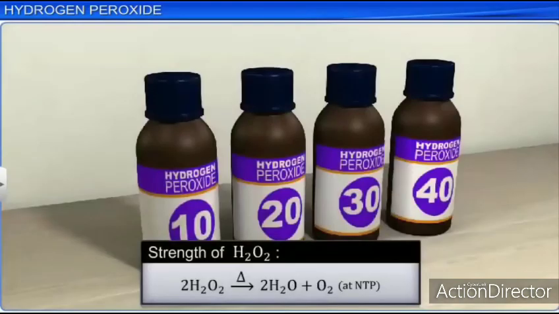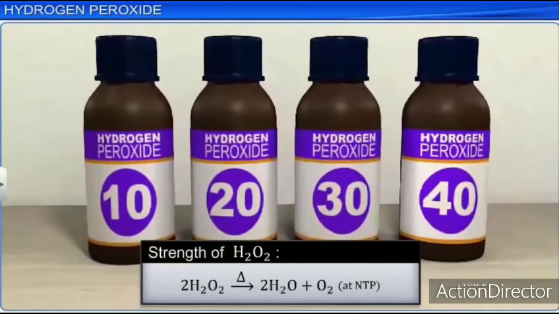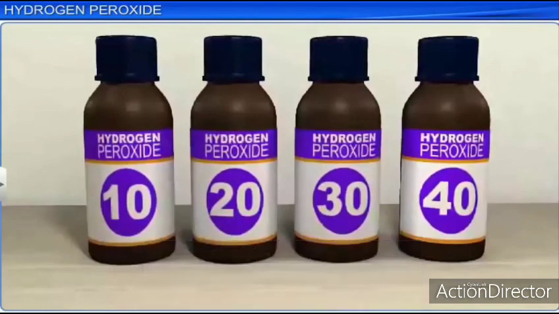It is customary to indicate the strength of hydrogen peroxide solution in terms of the volume of oxygen at NTP that 1 volume of hydrogen peroxide gives on heating. When the grade of H2O2 in volumes is given, its percentage strength can be calculated.